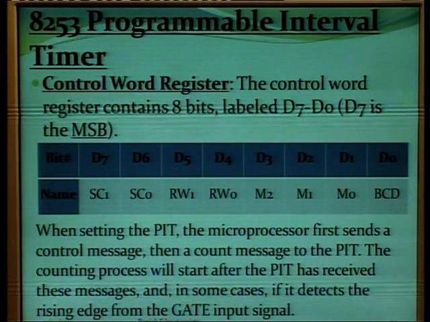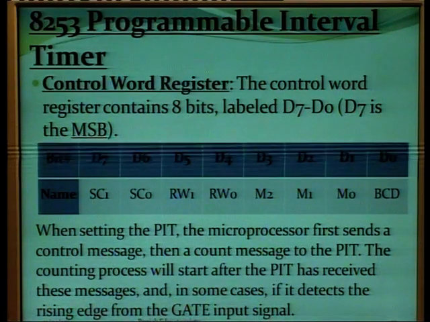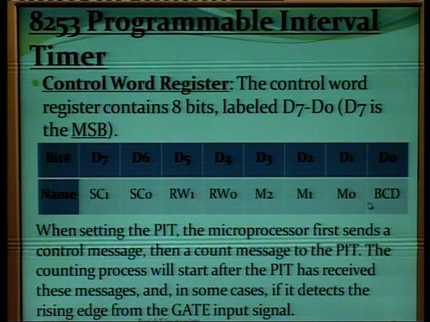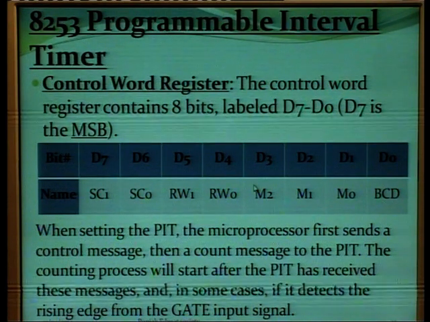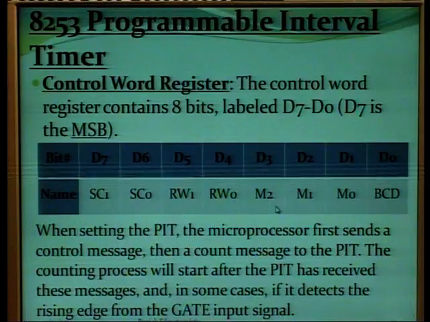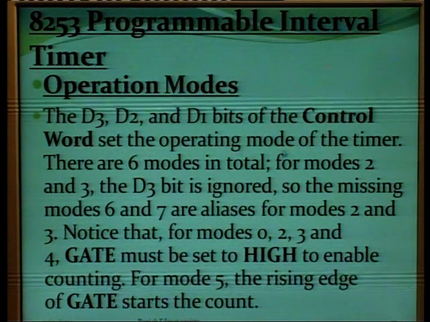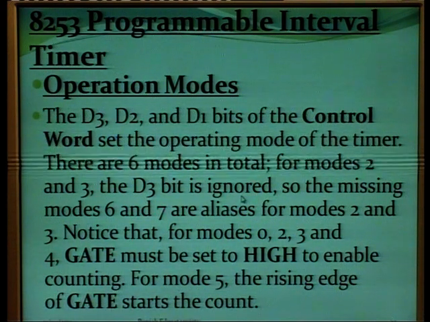This is the pattern of the control word. It is having 8 bits. The D0 indicates whether it is binary or BCD. D1, D2 and D3 are for the mode selections. These are D1, D2 and D3 of the control word setting the operating mode.